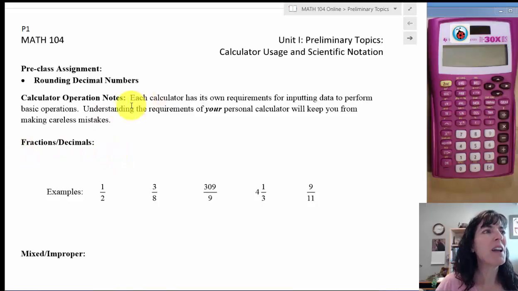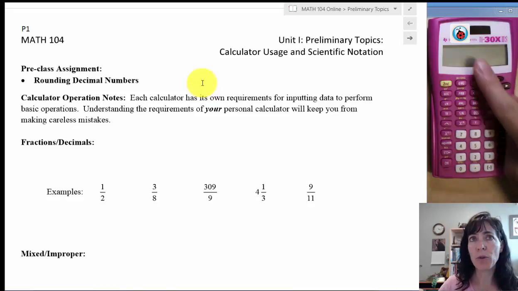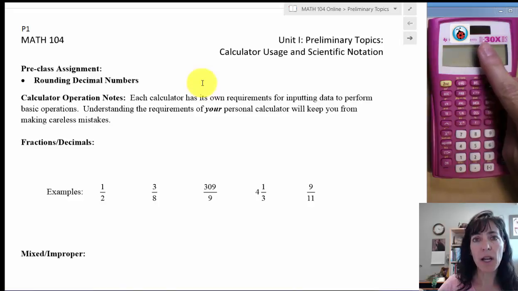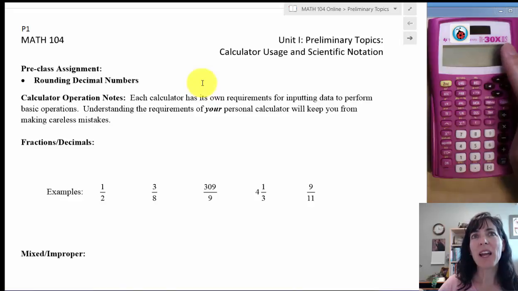And then move on. So today we're going to talk about calculators and scientific notation. I am going to show you using this calculator. It's a TI-30XIIS, and I love this calculator. So if you want to use it throughout the class, that's great.